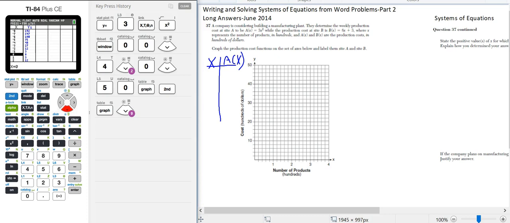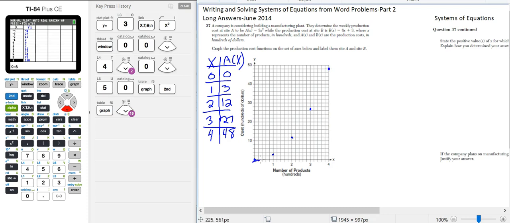So for 0, we have 0. At 1, it's 3. At 2, it's 12. At 3, it's 27. At 4, it's 48. Those are all the points that are going to fit on our graph. So let's graph them. We have 0, 0 over here, 1, 3 over here, 2, 12 over here, 3, 27, and 4, 48. Let's connect these points.